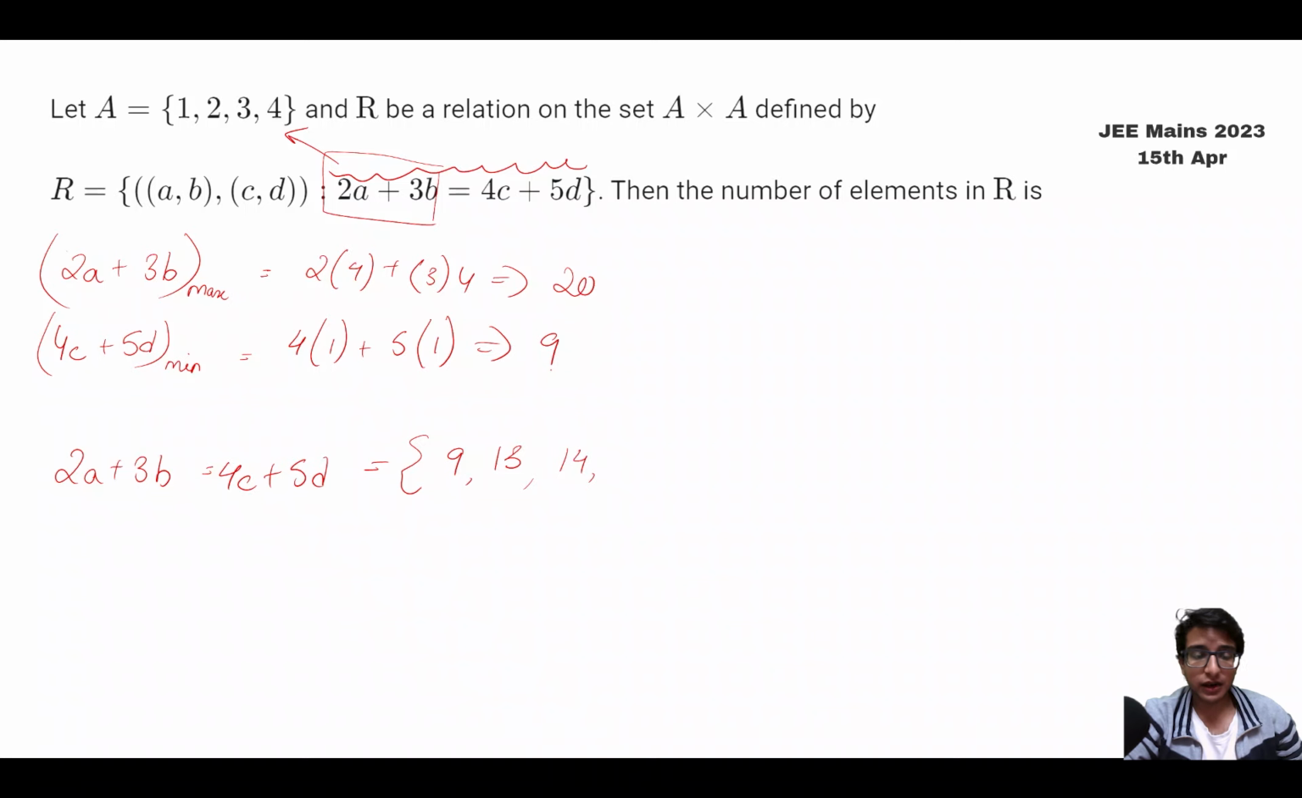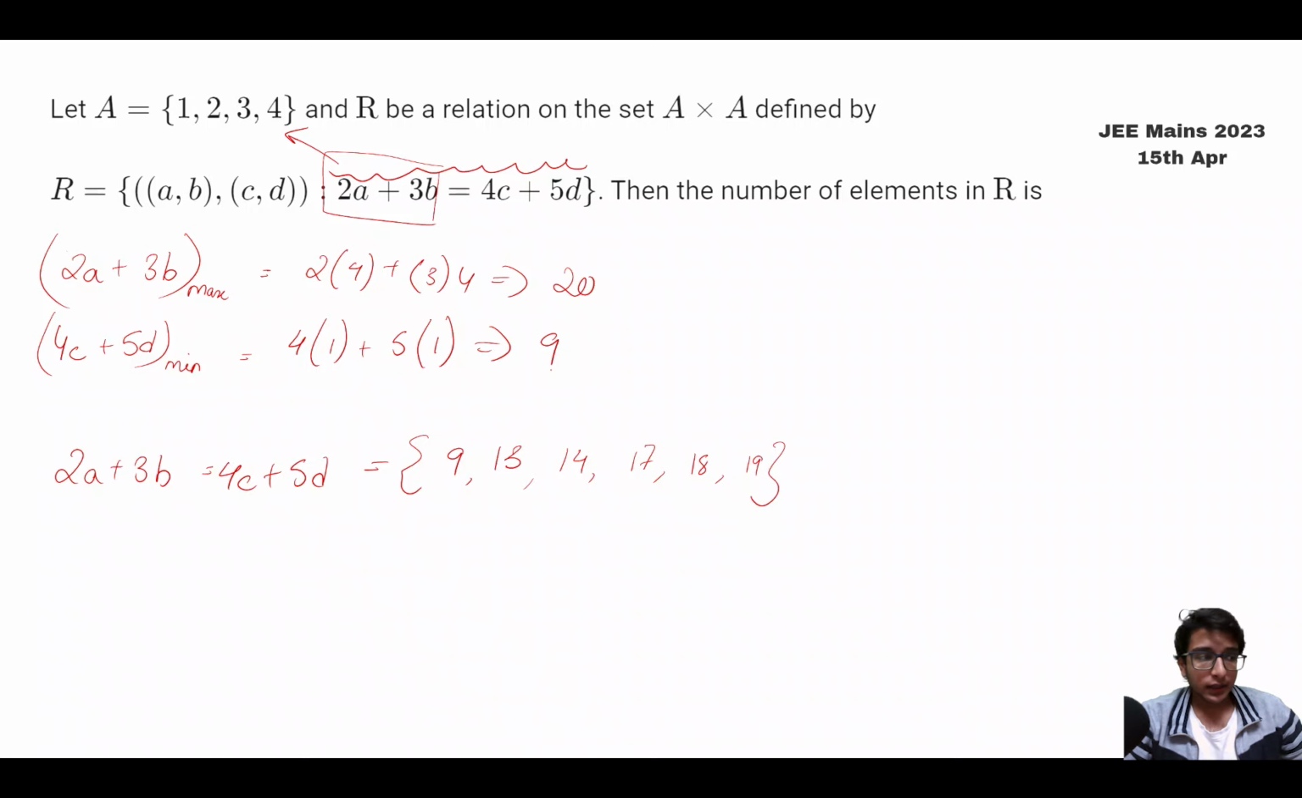14 can be satisfied from both these equations. 17 can be satisfied. 19 can be satisfied. Oh, sorry, 18 can also be satisfied. So before 19 we can also have 18. Now if I check, 20 cannot be satisfied from both these sides. It can only be satisfied from one of these sides. So these are the values that can be satisfied from both the equations.